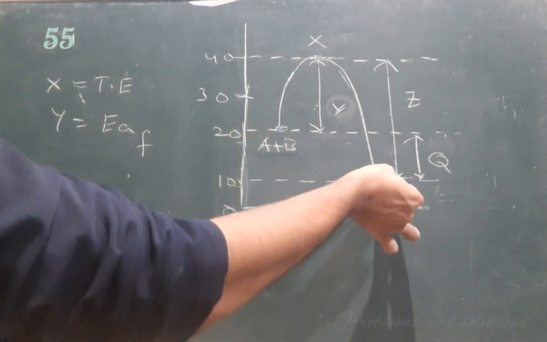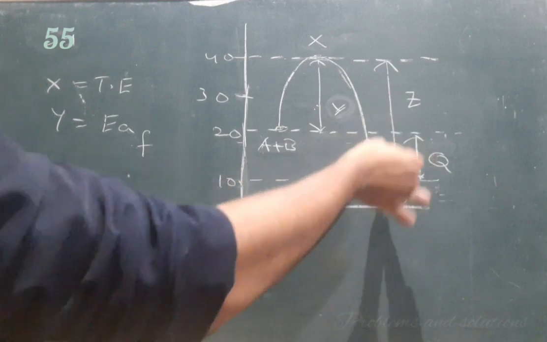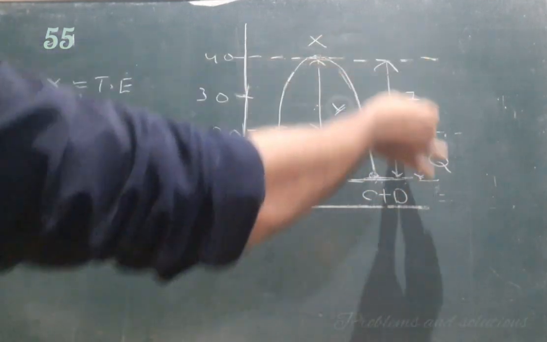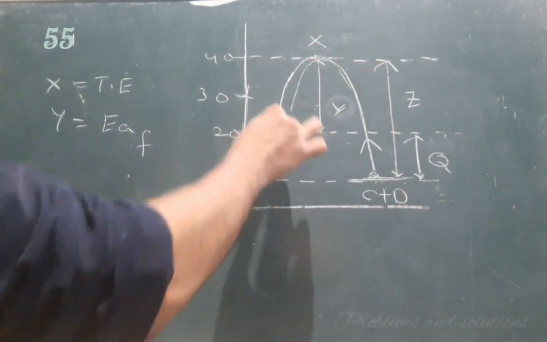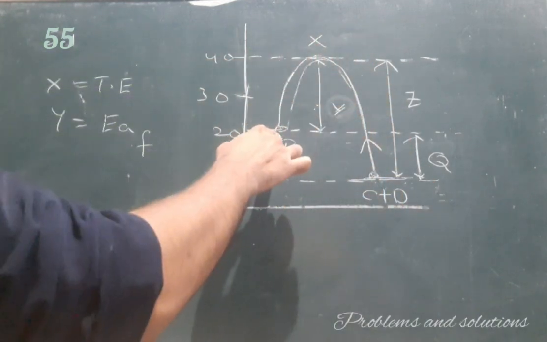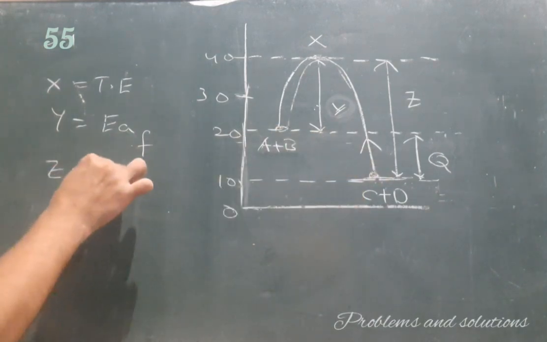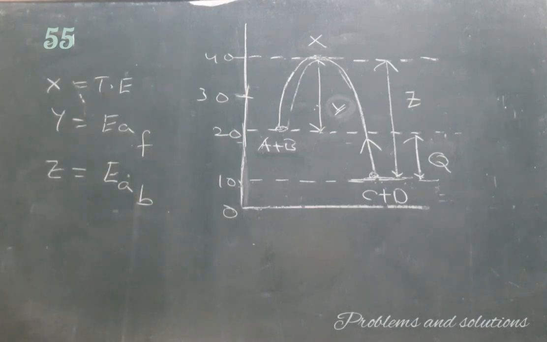Whereas C and D react back and reach X by gaining Z energy. This is the way of formation of reactants again. That means it's a backward reaction. So Z represents the activation energy of the backward reaction.